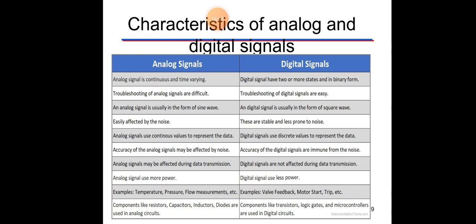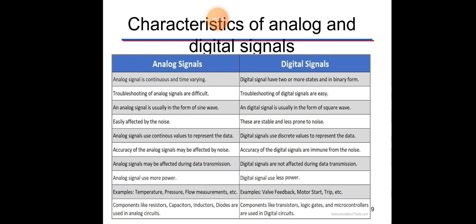Okay, it means analog signal is a continuous wave whereas the digital signal is a discrete wave which is in the form of binary. Second point says that troubleshooting of analog signals is difficult. This point we have seen in the description of analog signal also. There we have seen that the exactness in the analog signal is more, but it is difficult to handle these signals. So troubleshooting of these signals is difficult. And in digital signals, troubleshooting is easy.